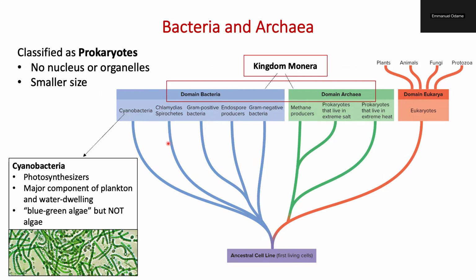As we talked about on the first slide, we are talking about bacteria and archaea, which are classified as prokaryotes, with no nucleus or organelles, and they are mostly small in size. One example, as we've seen below, is cyanobacteria. They depend on photosynthesis to survive, and are a major component of plankton and water dwelling. As you can see, they are extremely small.